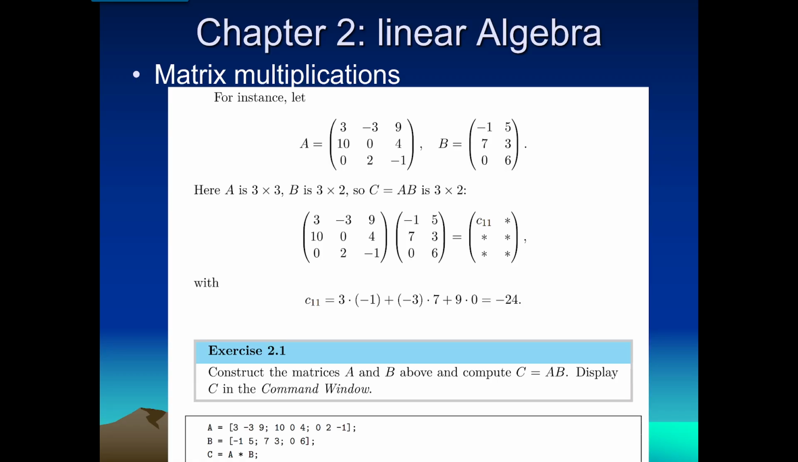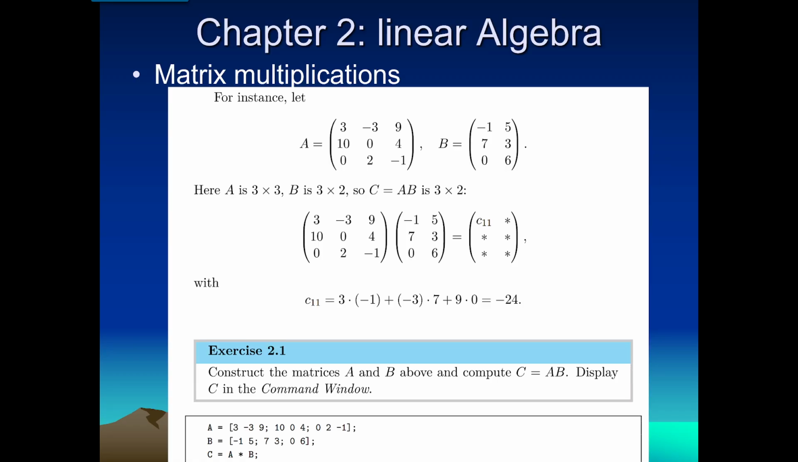So this element here, therefore, is 3 times minus 1 plus minus 3 times 7 plus 9 times 0. And this is this element here. So, if you have two matrices, the first matrix A is 2 times 5. The second matrix B is 5 times 8. What is the size of the product, A times B?